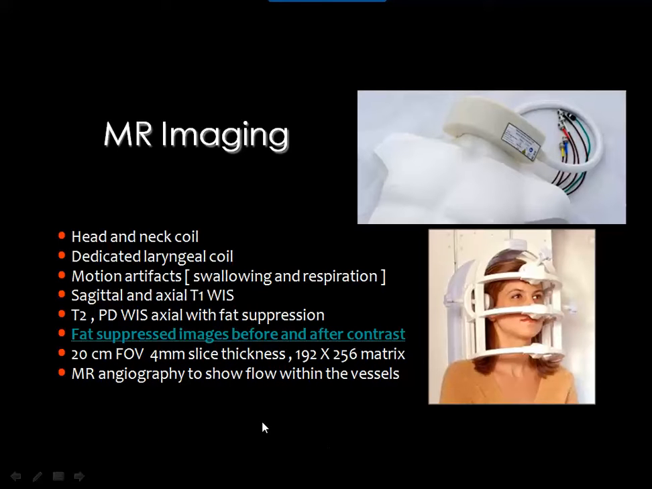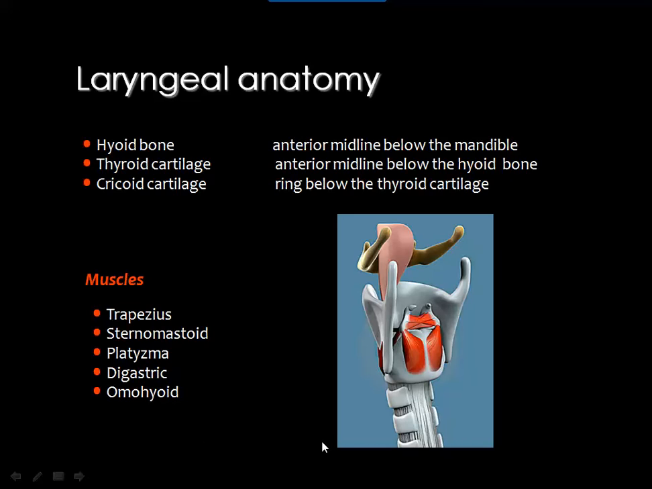Then sometimes we use the advantage of MR angiography to show the flow within some of the vessels, and this is not usually performed, but for vascular displacement or invasion we may use this MR angiogram.